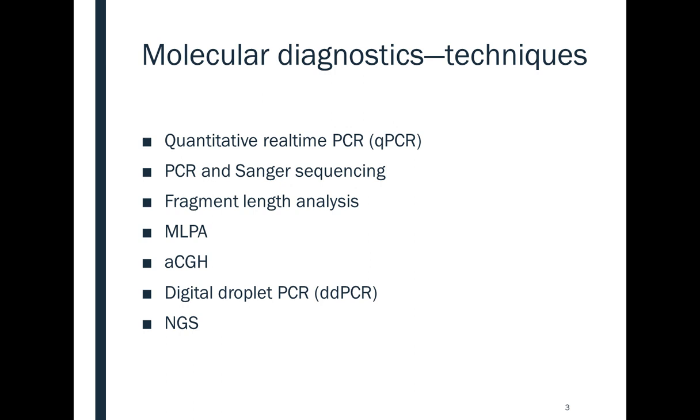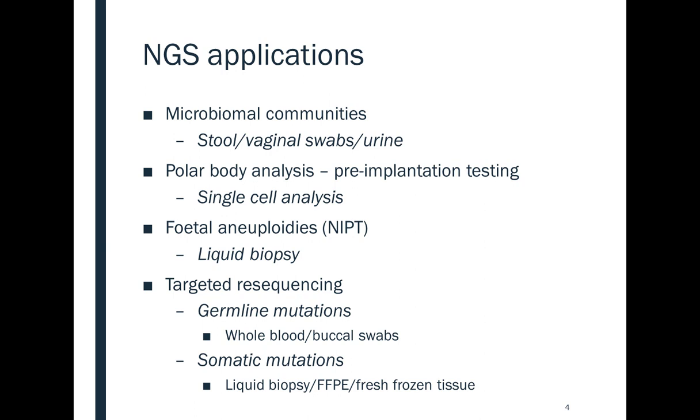Next generation sequencing is a well-established method, and we can use it for screening and also targeted approaches with a high sensitivity. There are several NGS applications. I only mention some of the standards used in the clinical routine. The characterization of microbiomal communities is becoming more and more a standard analysis in a diagnostic lab. Mainly stool and vaginal swab samples are analyzed. A very special application is the polar body analysis, which is a single-cell analysis. This is the pre-implantation testing of an in vitro fertilized oocyte to reduce abortion rates during the subsequent pregnancy. Furthermore, fetal aneuploidies can be analyzed through NGS analysis from the blood of the mother.